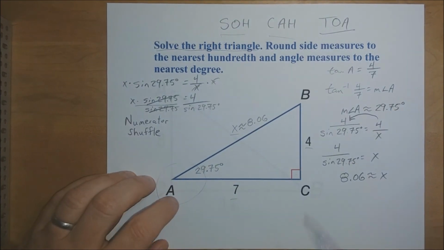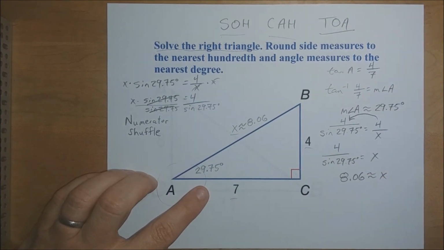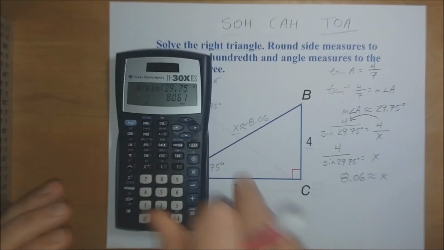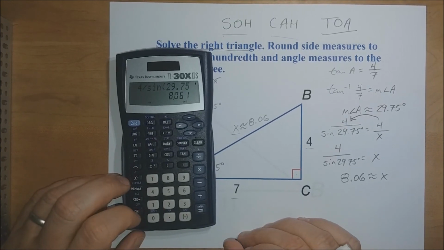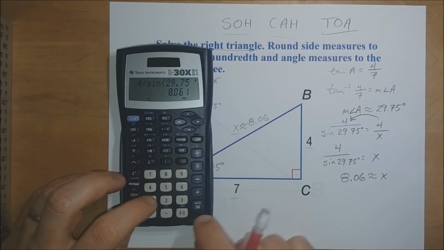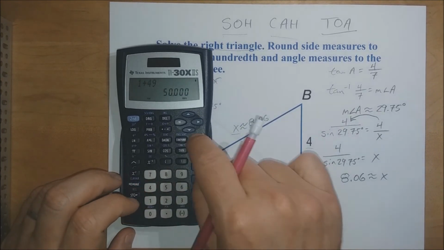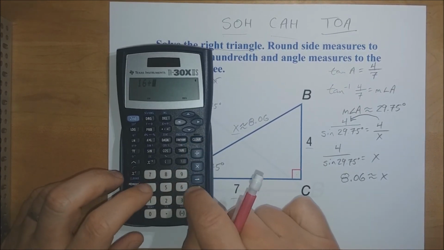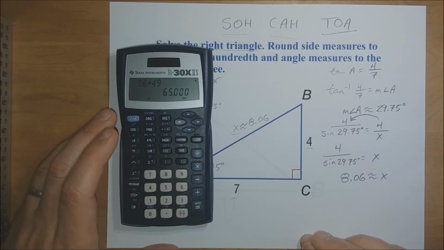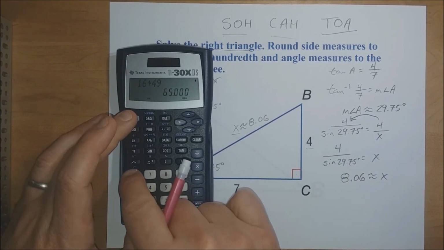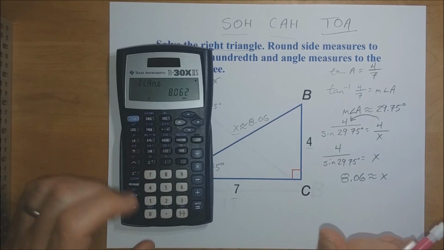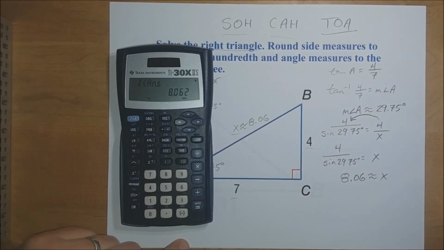8.06. Now, if you wanted to, you could go ahead and check your Pythagorean theorem. It should work. 4 squared plus 7 squared should equal 8.06 squared. So we get 16 plus 49. Let me try that again. 16 plus 49. So if we take the square root of 65, we get 8.06. Look at that.